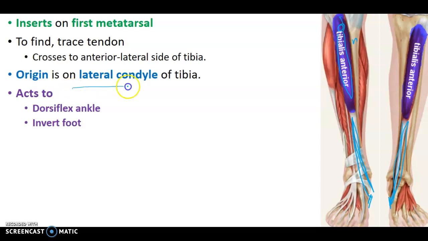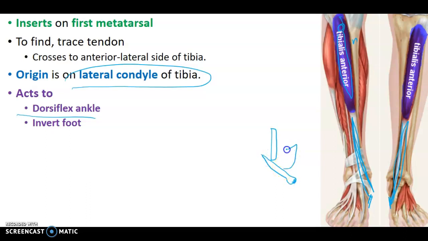Its origin is the anterior, the lateral condyle. It is going to dorsiflex the ankle. So if you're nice and pirouette, so let's draw an ankle. There's your foot. It is going to dorsiflex, and it also inverts the foot. So it goes inwards.